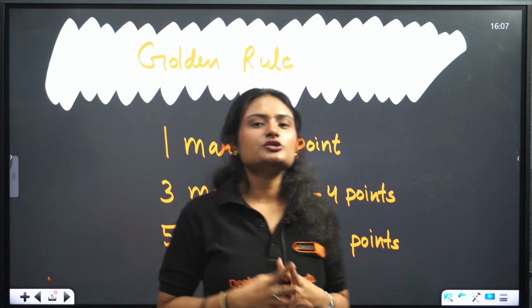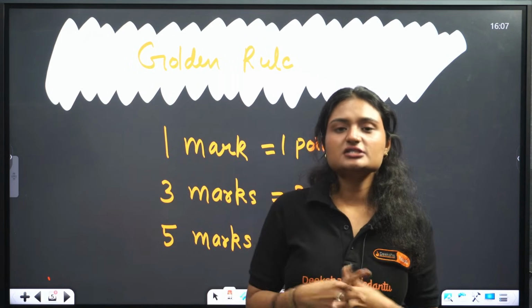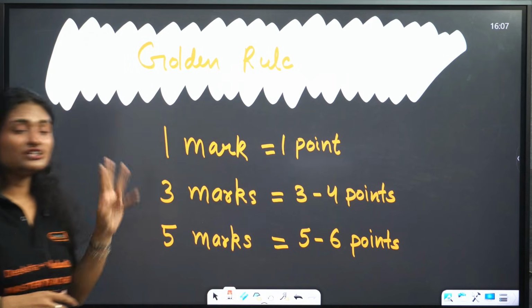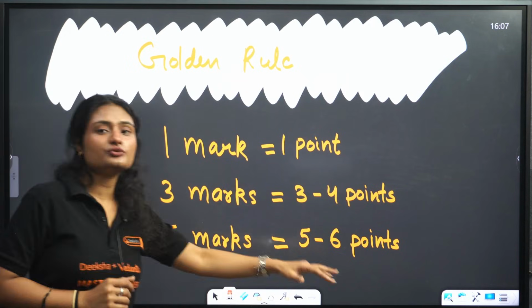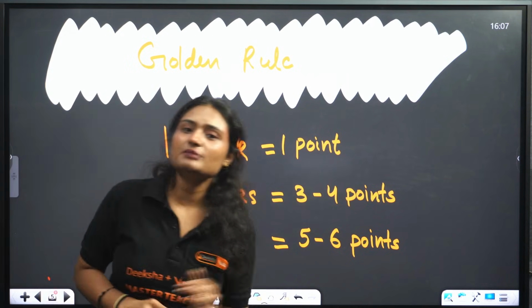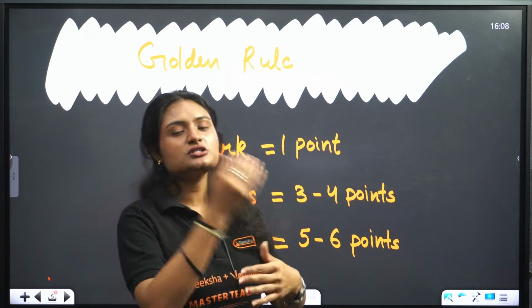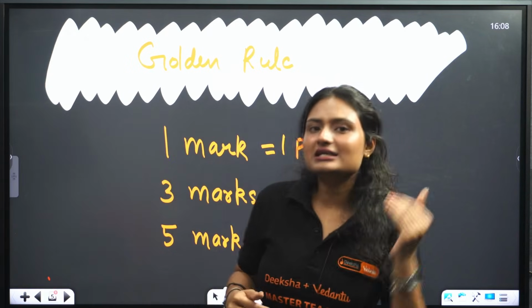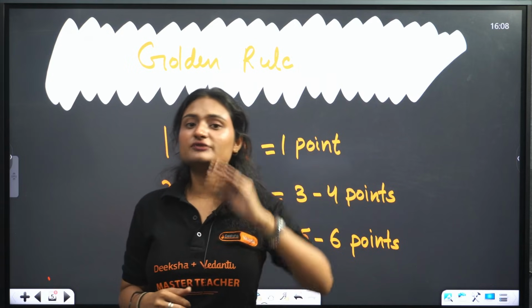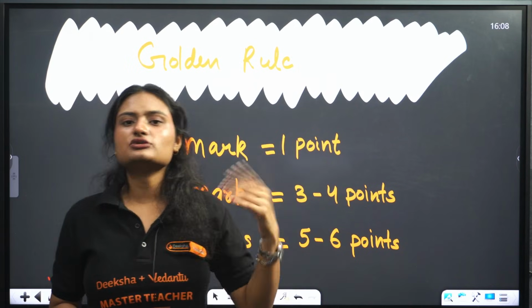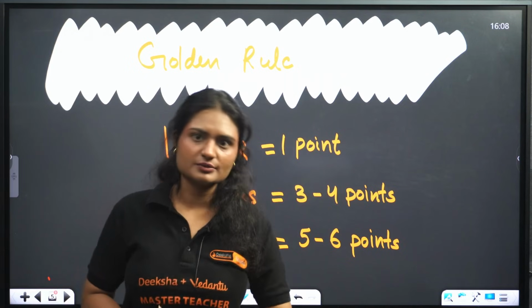Now, what is the golden rule? Again, I'll explain it. If you have a 1 marker question, write 1 clear point. If you have a 3 marker question, write 3 to 4 clear points. If you have a 5 marker question, write 5 to 6 clear points. Do not exceed or limit it, okay? If you write less than that, you are not going to score full marks. If you write more than that, you are not going to score extra marks. You're just going to score the exact amount, okay?